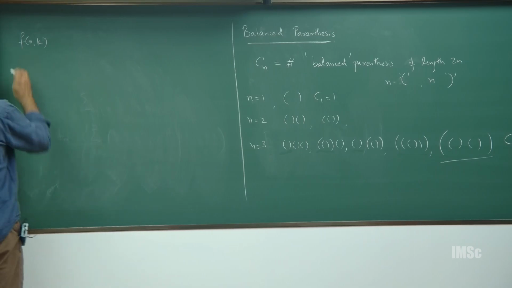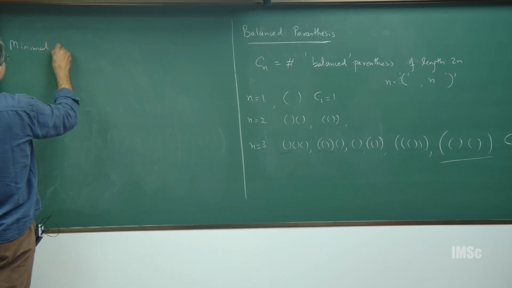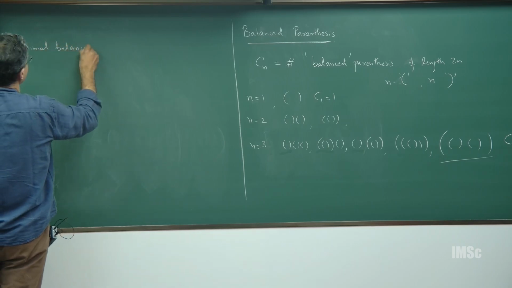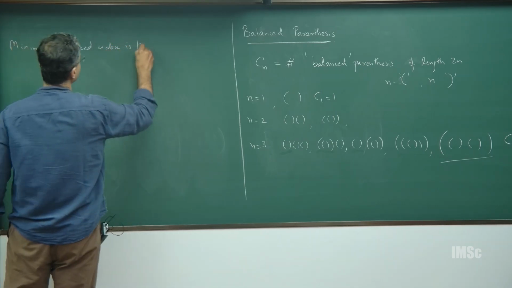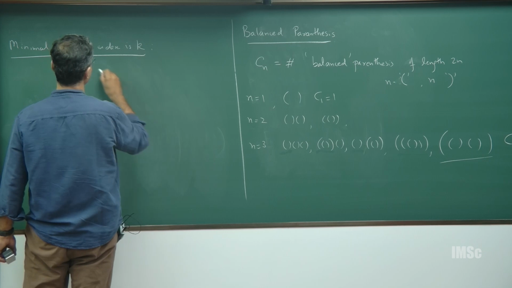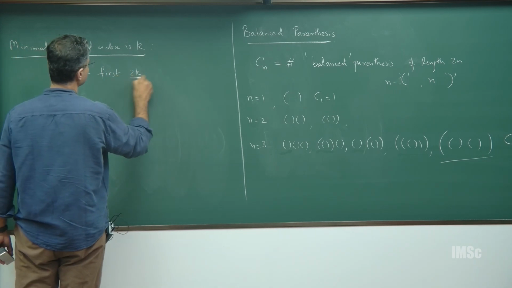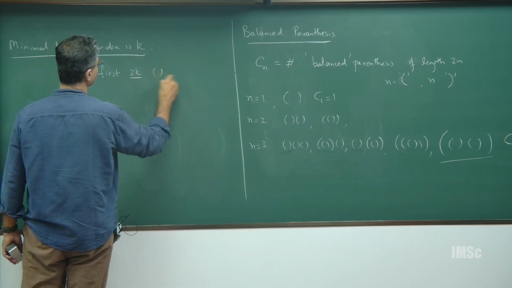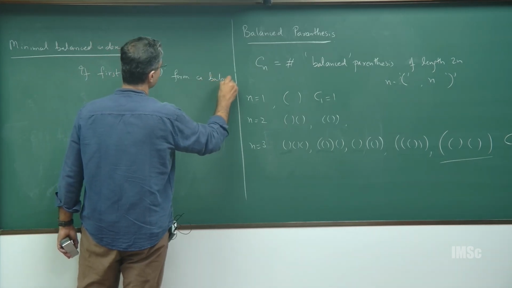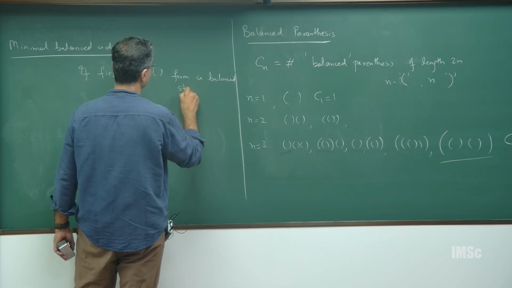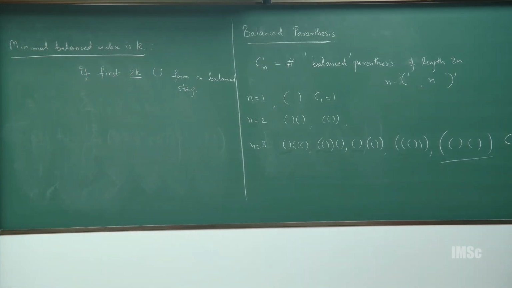Okay, so let's call that, let's say, the minimal balanced index. So the minimum balanced index is k if the first 2k parentheses form a balanced string, right? And nothing smaller is balanced. Right? Nothing smaller means you cannot stop before that. Okay.